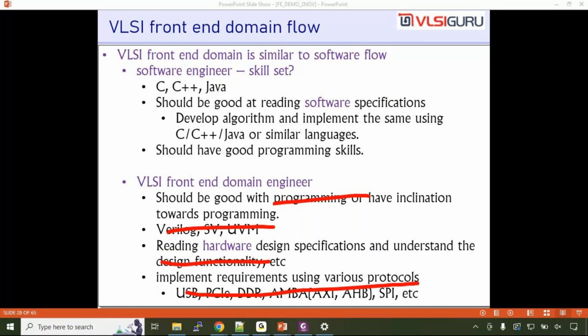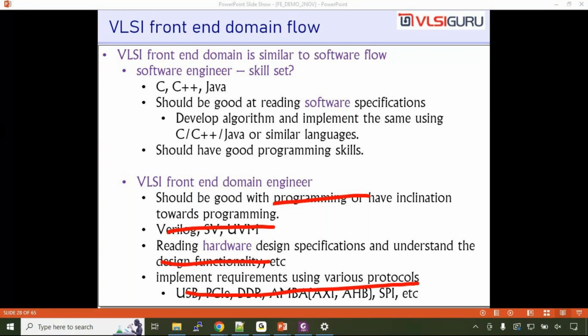What kind of skill set do they require? They should be good with basic circuit theory. What are the basic concepts, Kirchhoff's laws to start with? Understand the concept of capacitance, parasitics, delays, and semiconductors. What is CMOS? What is substrate? What are the short channel effects? At that level of understanding they need to have.